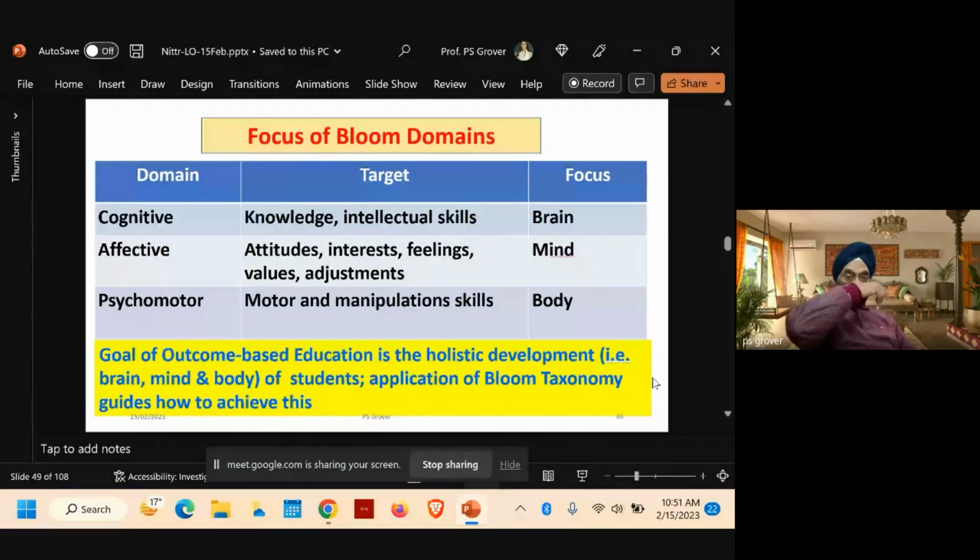Now see here: the cognitive domain, knowledge and skills, focuses on brain development. Affective, attitude, interest, feeling, value adjustment, focuses on mind training. Psychomotor, motor and management skills, focuses on bodily development. So the goal of outcome based education is the holistic development of the brain, mind and body of students. Application of Bloom's taxonomy guides how to achieve this by formulating learning outcomes.